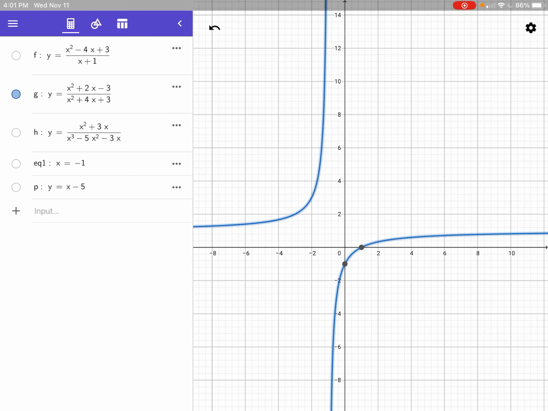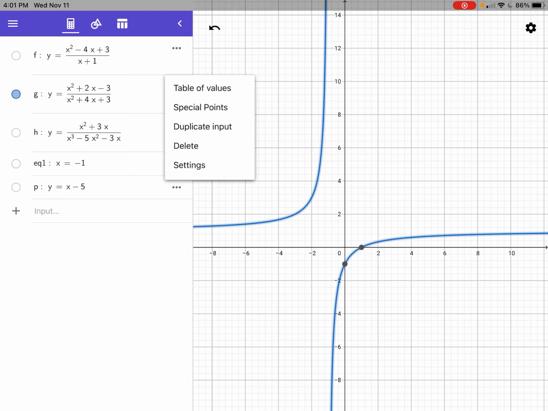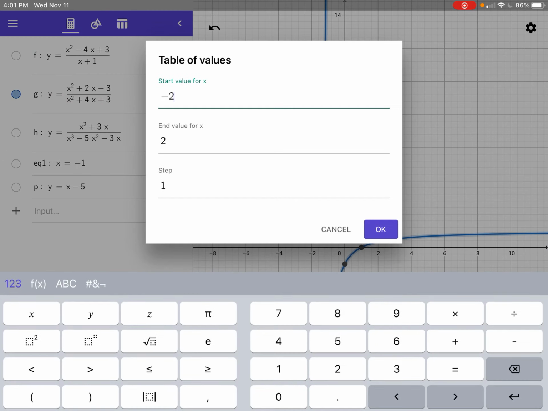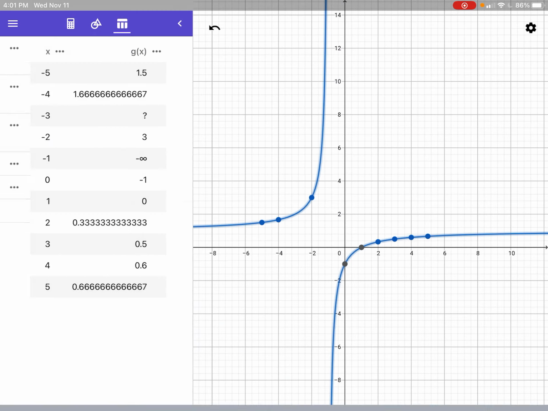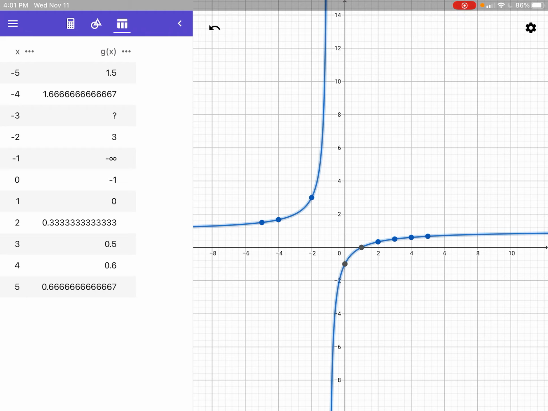Now in another video as well, I showed how to look at these table of values. So if you did want a couple extra points, let's go -5 to 5, and we'll leave the step at 1. That way we could see all those values. And you can see that question mark at -3, 2, right? -3, there's a question. And -1, -infinity, that doesn't really make sense.